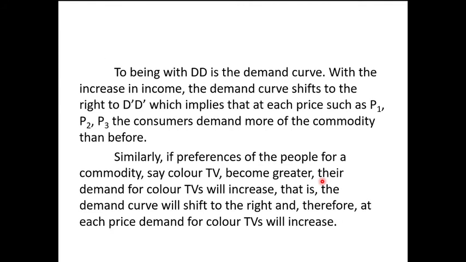To begin with, DD is a demand curve with increasing income. You assume increasing income. The demand curve shifts from D to D1. At the same time, price may remain the same, or sometimes price may change. If it is a case of change in preference, for example, people prefer color TVs more, then definitely the demand for color TV will increase, so that there will be a rightward shift in the demand curve.